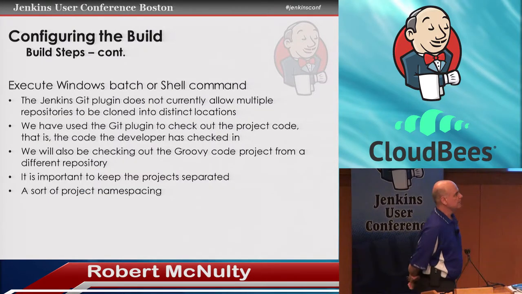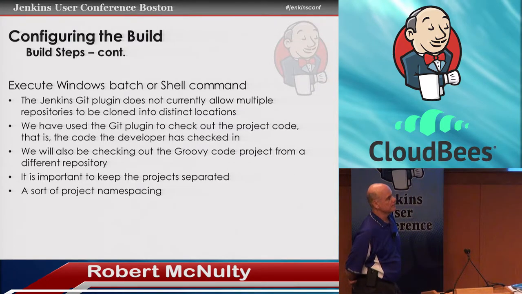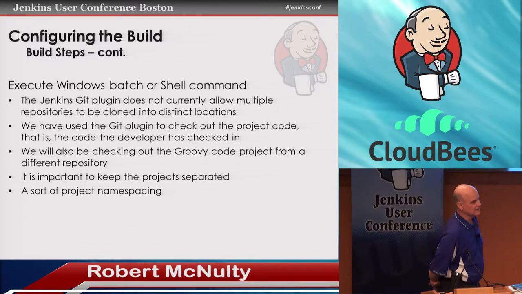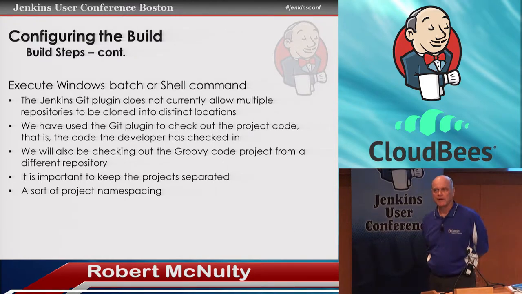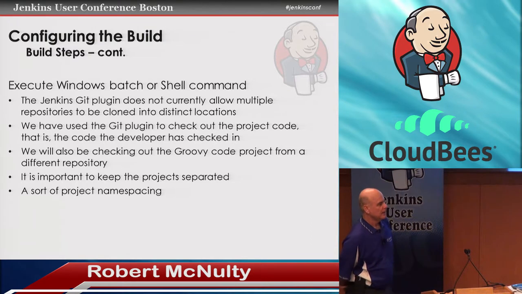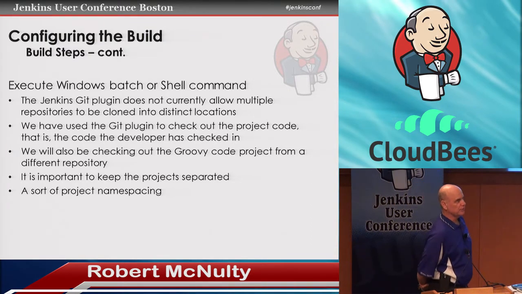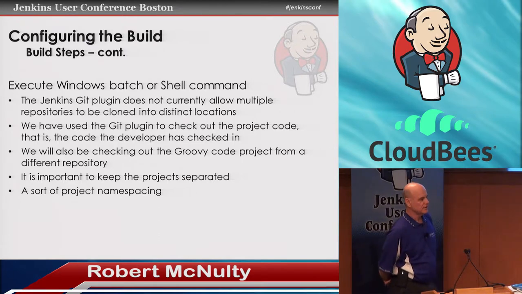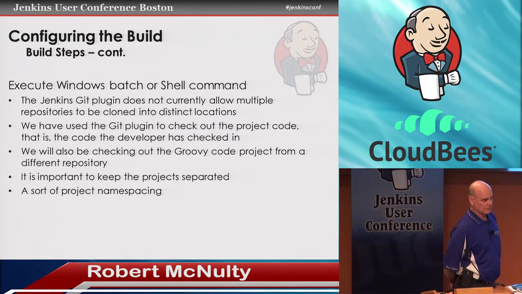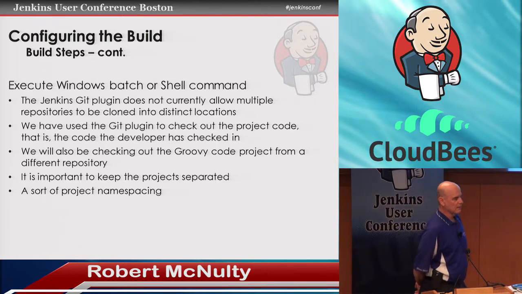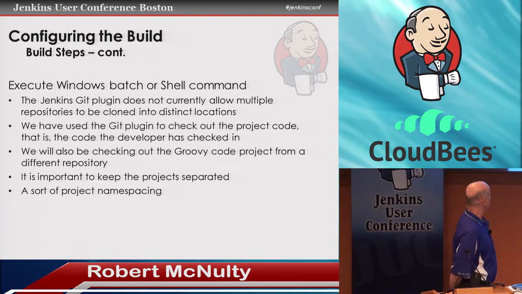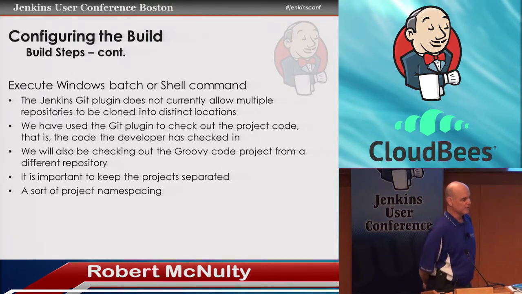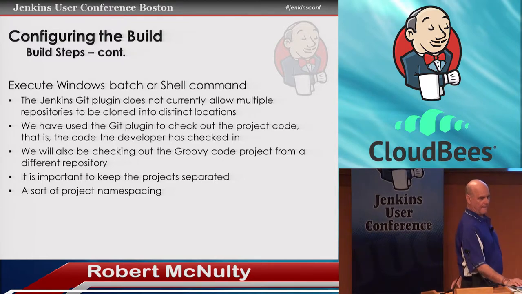The reason I'm cloning it here and not from the Git plugin itself is because I have found that while you can clone multiple repositories from the Git plugin, it doesn't play very well if you try to put those into separate repositories. It tries to put everything into the one repository subdirectory that you wanted, which is, for my purposes, just as good as none at all. So I've chosen to just use this command. It's very simple, and it gets everything done that I want. It's important to keep the projects separate. Yeah, it's a namespacing kind of thing, and it keeps everything where you expect it to be.